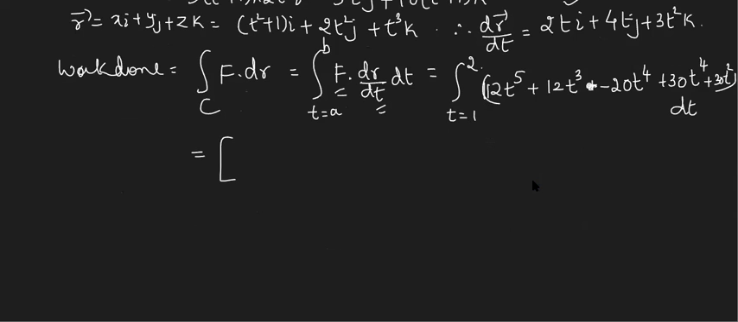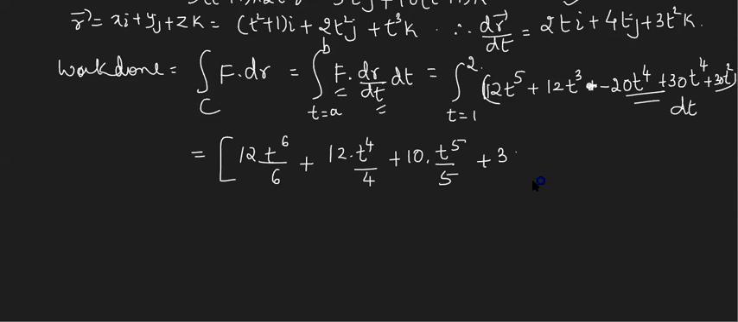Yes. Okay. Now start integrating. 12 t raised to 5 means 12 times the integration of t raised to 5, 6 by 6. Integration of t raised to 3 is t raised to 4 by 4. Next, minus 20 plus 30 is how much? 10, no? What is the integration of t raised to 4? Now 30 t square is t cube by 3. t varies from 1 to 2.